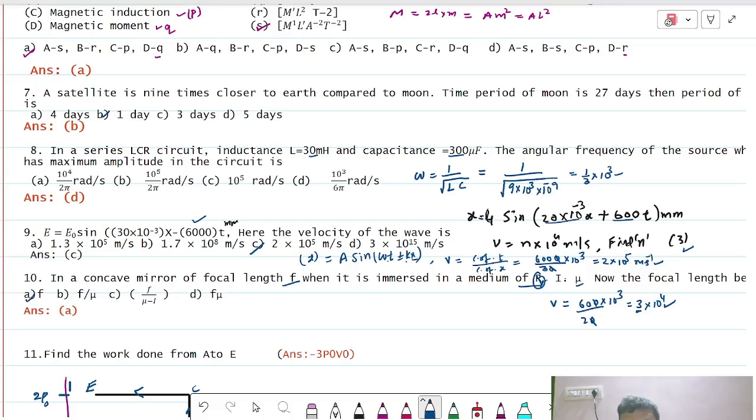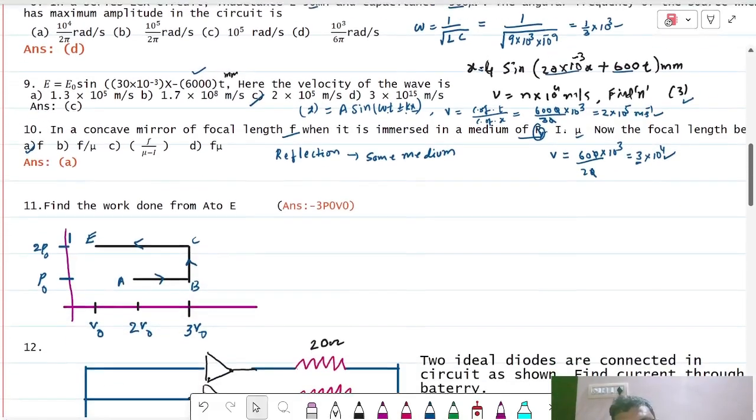That is the reason f. Reflection takes place on the mirror. So reflection means the light is traveling in the same medium. Reflection is nothing but that in whichever medium the incident ray is, the reflected ray is also in the same medium. So reflection takes place in the same medium. Now it is in the medium of refractive index mu, and the speed of the incident light and reflected light is the same. So therefore the focal length is the same only. That is the reason. So this is also an easy question.